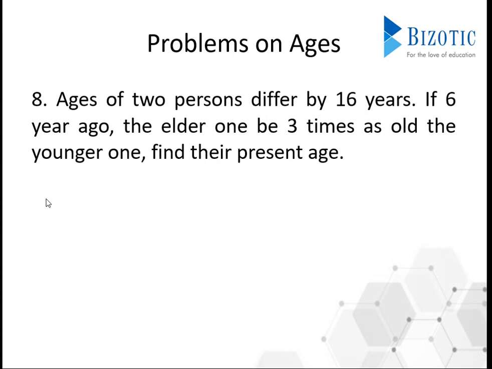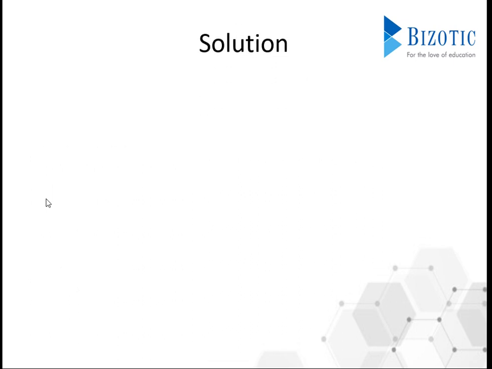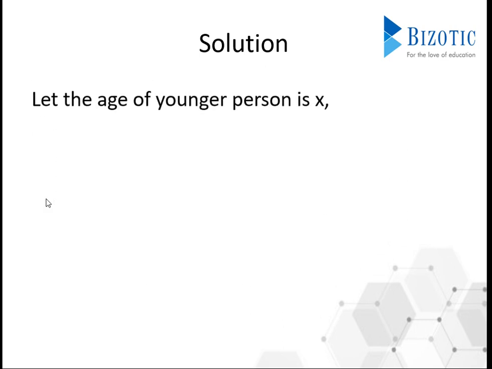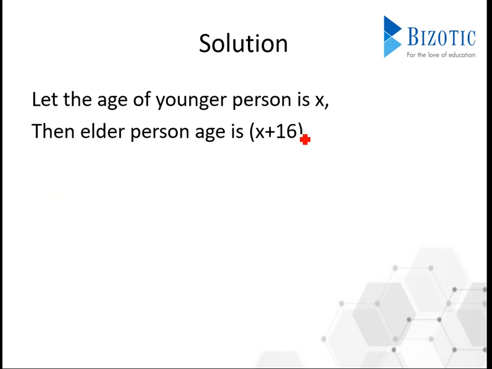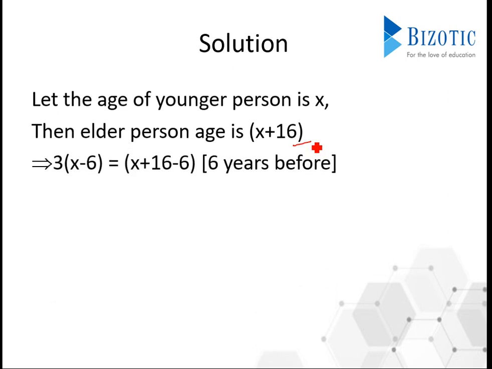Question number 8. Ages of two persons differ by 16 years. If 6 years ago the elder one was 3 times as old as the younger one, find the present age. It's very simple. Again, we have to find the present age of the younger one. So let's see. Let the age of the younger person be X because we don't know it, and the elder person's age is X plus 16, because the difference is 16 years. It's very simple, which has been mentioned in the question itself.